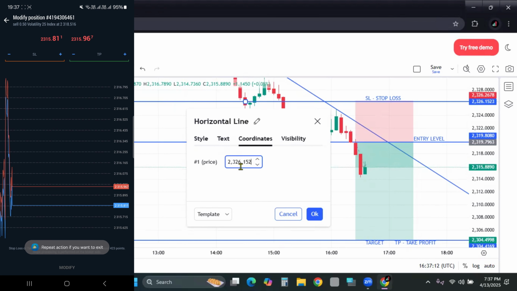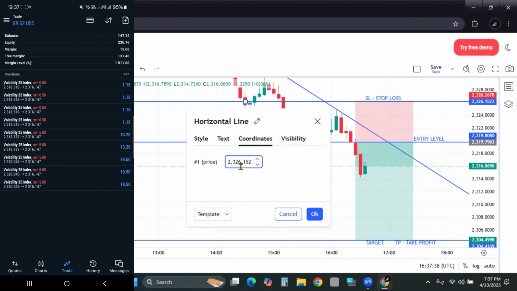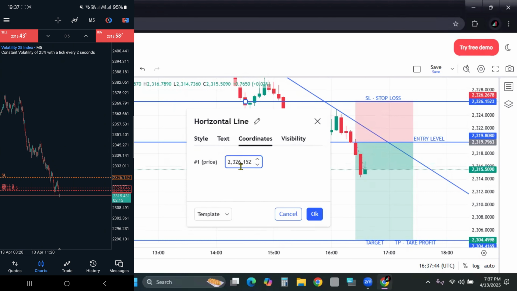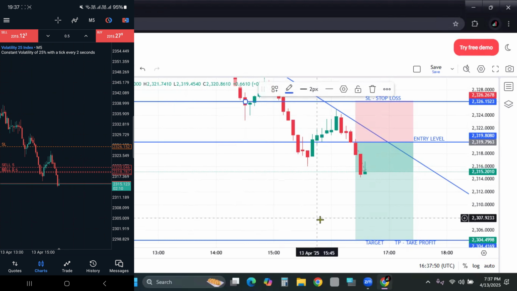So let me put the stop loss in each and every trade, the same stop loss. Make sure you don't leave even one. It's better you leave the TP, but not the stop loss, right? So now let's go to the TP. For you to place the TP, you go to TP. Let me check.